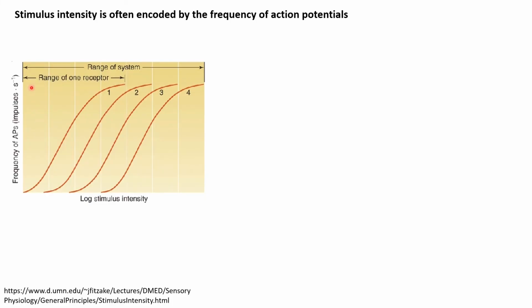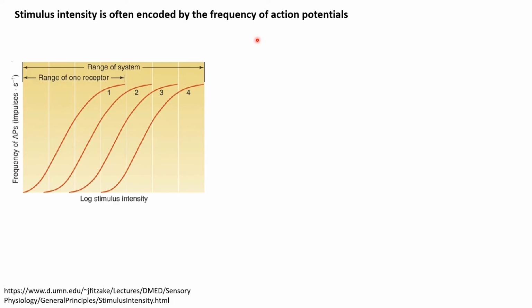So we have talked about how the features of stimuli are encoded and how the spatial information is encoded. Now let's talk about stimulus intensity. So how do we know the light that we are seeing is bright or dim? One of the ways in which the intensity is encoded is in the frequency of action potentials.